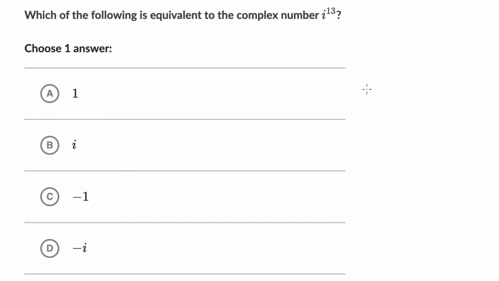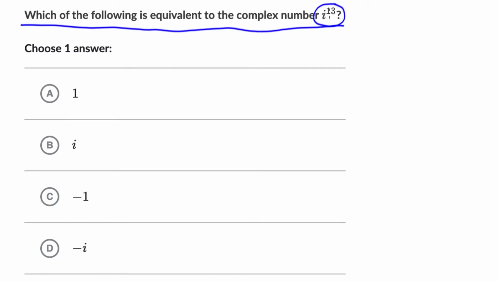imaginary unit. Alright? How will we even go about this? This question is asking us which of the following is equivalent to the complex number i to the 13th. Let's go ahead and circle this so we can highlight it so we can come back to it later.